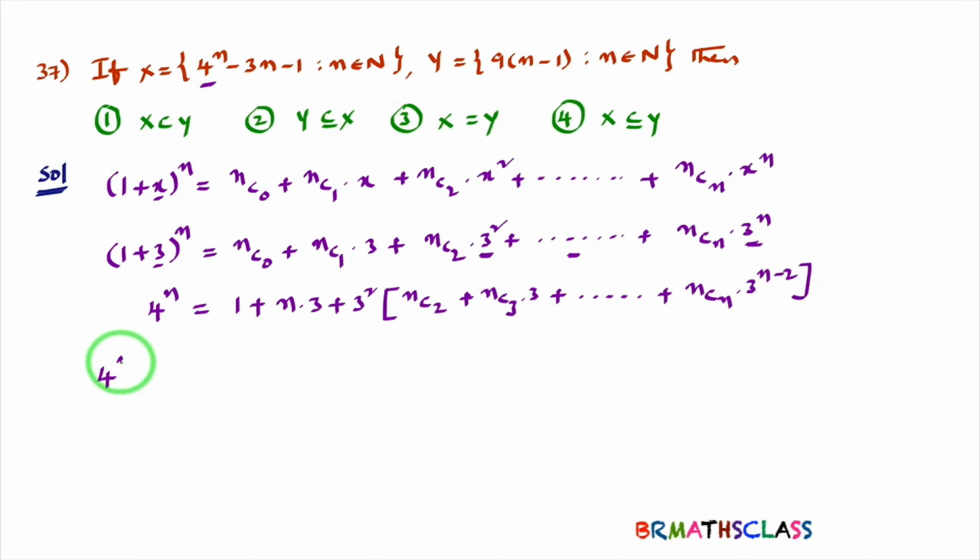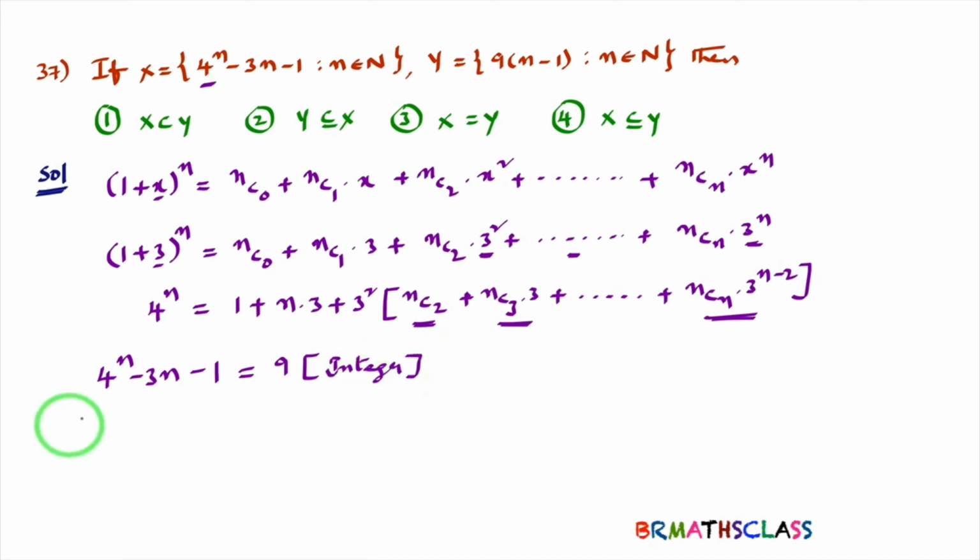Now 4 power n, you take this plus 3n to the left hand side, it becomes minus 3n. You take plus 1 to the left hand side, it becomes minus 1, equal to 3 square, and 3 square is 9, into this expression. You see, this term is an integer, like that this term is also an integer. So the sum of all integers is again an integer. Whatever this expression is, that is an integer. Now you came to know that set x is a multiple of 9. You see here set y is also a multiple of 9.